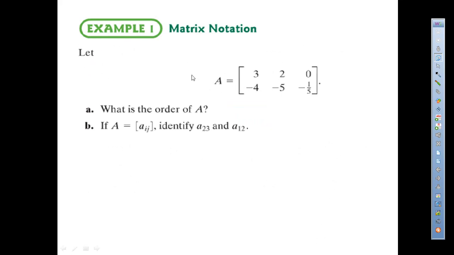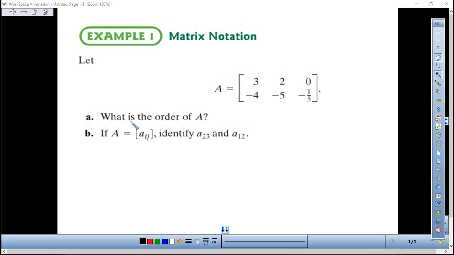So, just to talk a little bit about this, let matrix A be this matrix right here, 3, 2, 0, -4, -5, -1/5. What is the order of A? Now remember, order is rows by columns. Rows go across, columns go up and down. So how many times can we go across? Well, that's 2. And then how many columns, how many times can we go up or down? It's 3. So this is a 2 by 3 matrix.